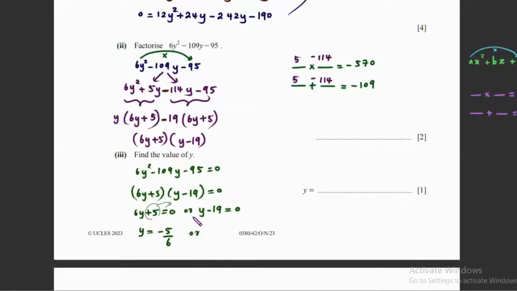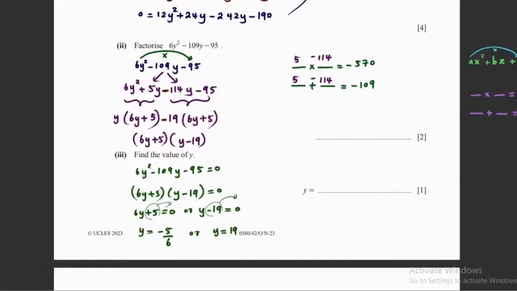And for the other one, when y minus 19 is equal to 0, to find what y is, I need to take the minus 19 to the other side. That becomes plus 19. So the value of y is 19, which means we have two values for y. One is minus 5 over 6 and the other one is 19.